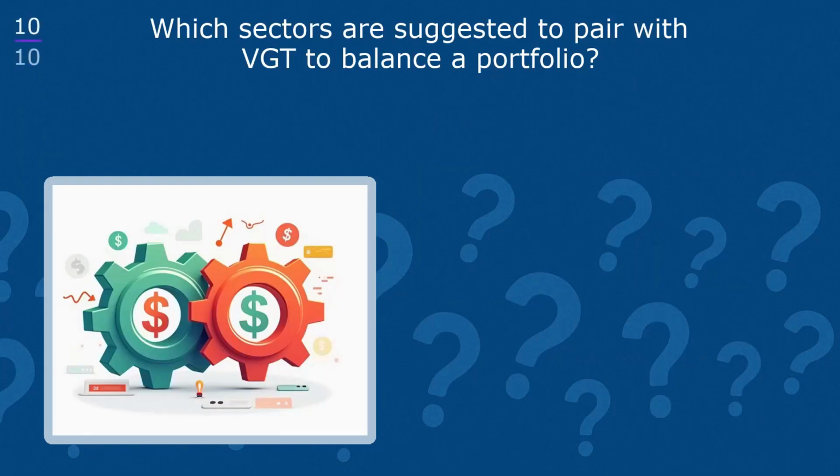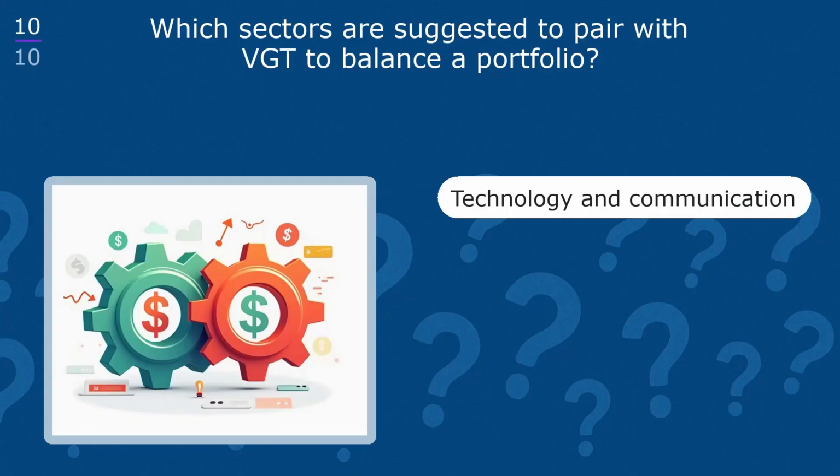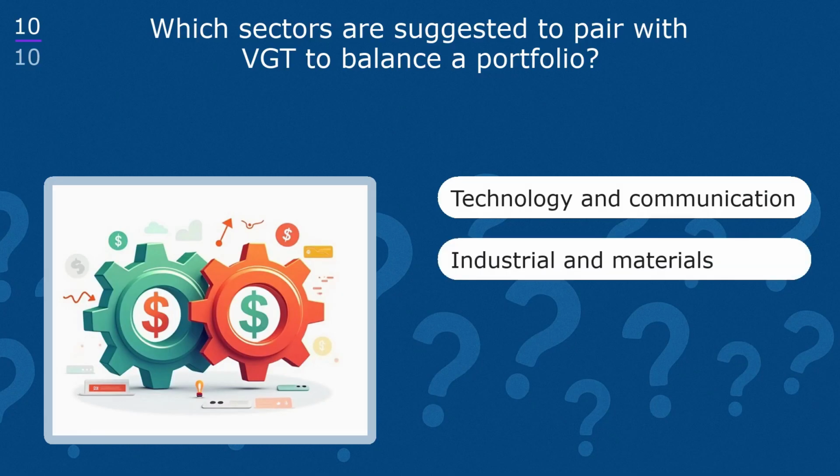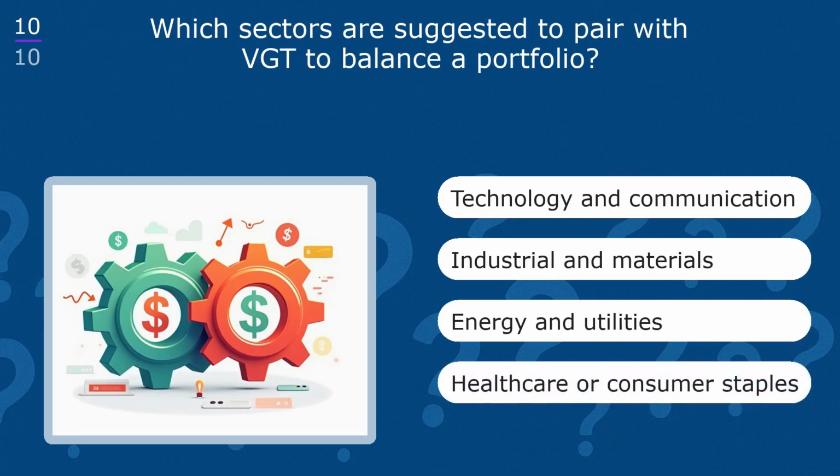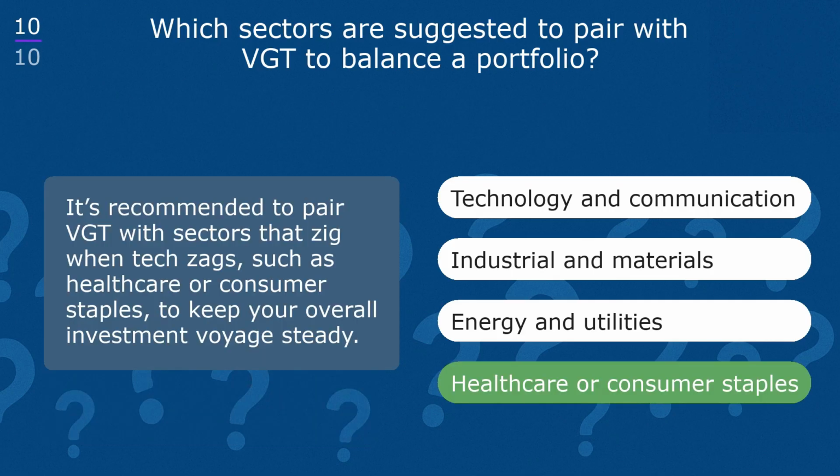Which sectors are suggested to pair with VGT to balance a portfolio? Technology and communication. Industrial and materials. Energy and utilities. Healthcare or consumer staples. It's recommended to pair VGT with sectors that zig when tech zags, such as healthcare or consumer staples, to keep your overall investment voyage steady.